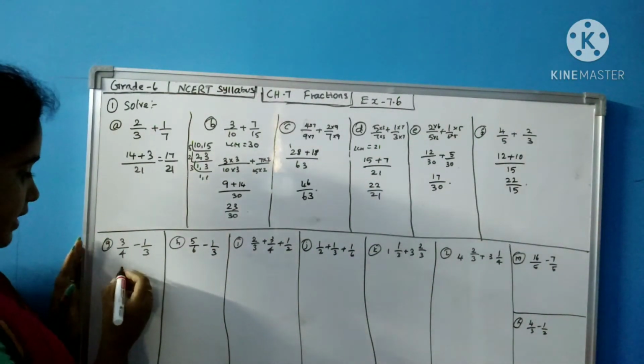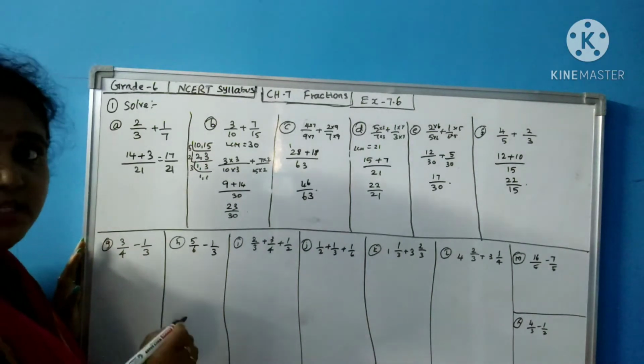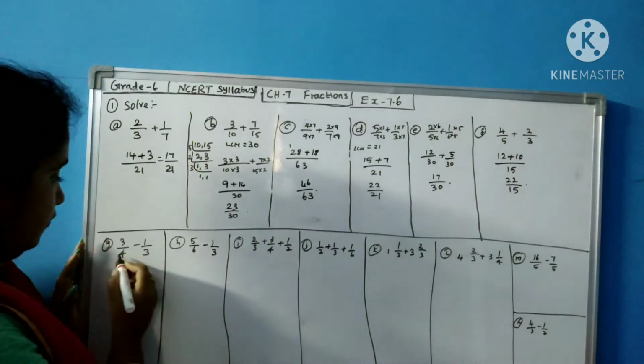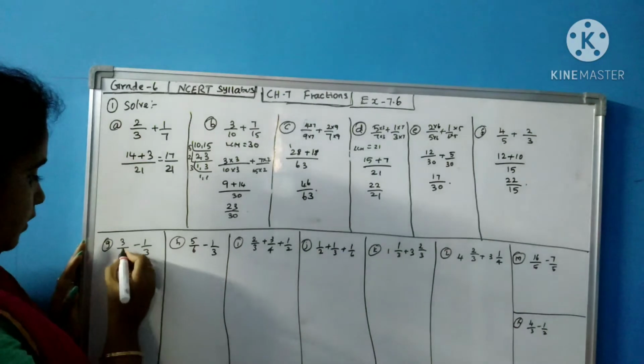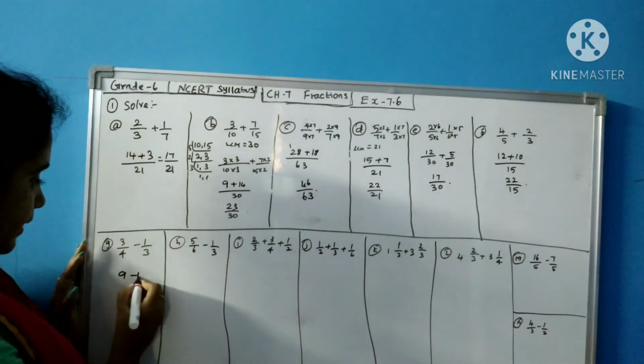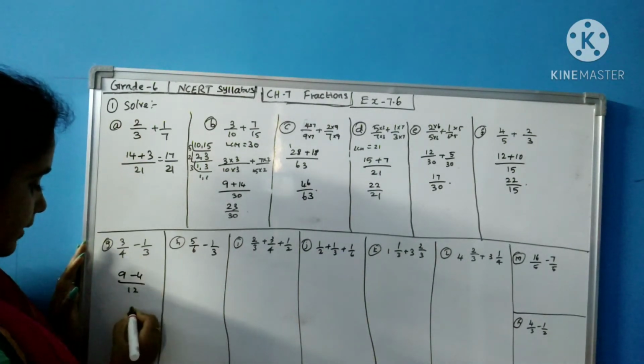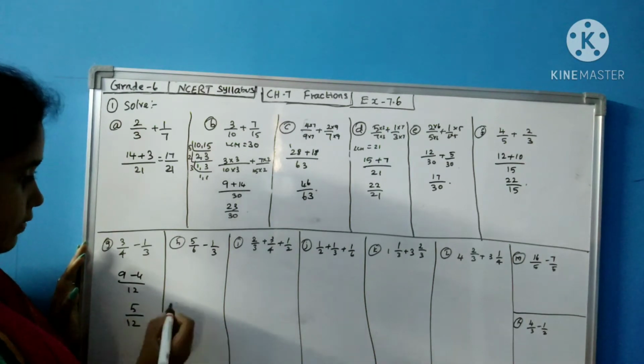Next one, which is subtraction. You see here, subtraction. In the case of subtraction, follow the same method. Instead of addition, you do subtraction. 4 3s are 12. So cross multiply. 3 3s are 9. 9 minus 4 divided by 12. 9 minus 4 is what? 5 divided by 12.